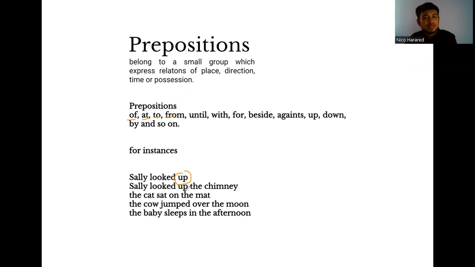What else? Sally looked up the chimney. So this is also a preposition. The cat sat on the mat. So where is the preposition? The preposition is on. The cow jumped over the moon. So we can identify that the preposition is over.